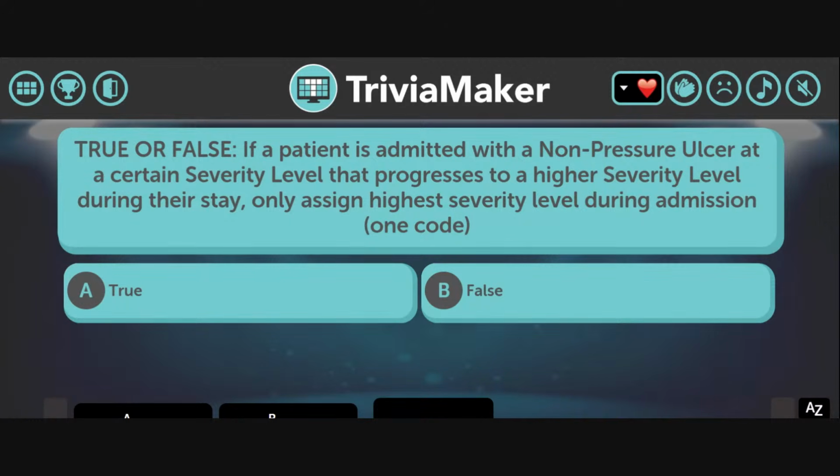All right, I'm getting some mixed responses for this one. So, this one, believe it or not, is actually going to be false. You would think you would only assign your highest severity level, but, and again, I will reference the exact guideline later, it says that it's IC12B3. But it says if a patient is admitted with a non-pressure ulcer at a certain severity level, progresses to a higher severity level, you're going to assign two separate codes.